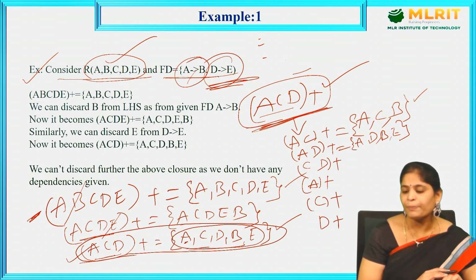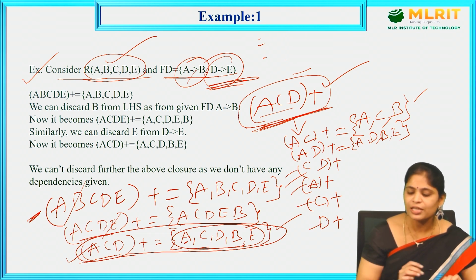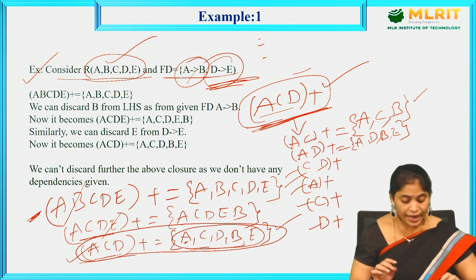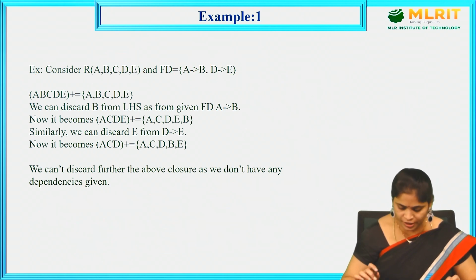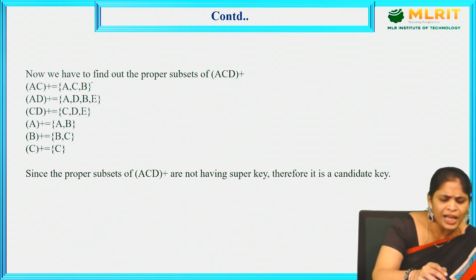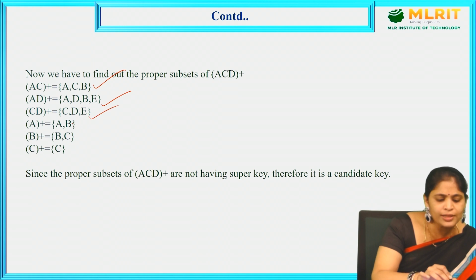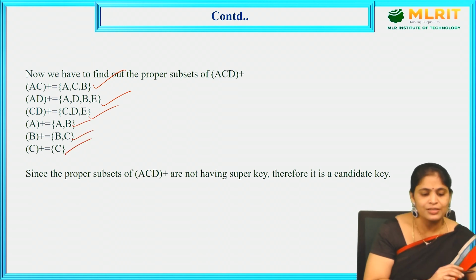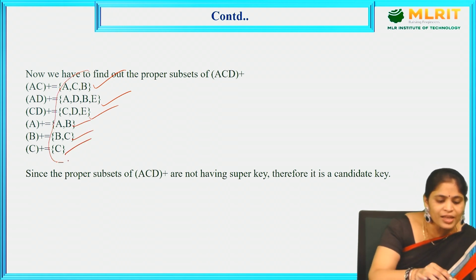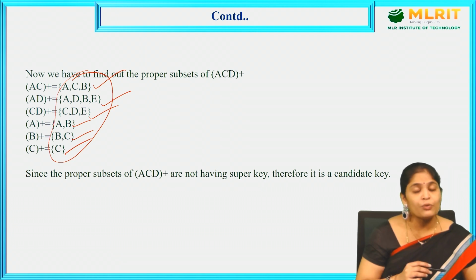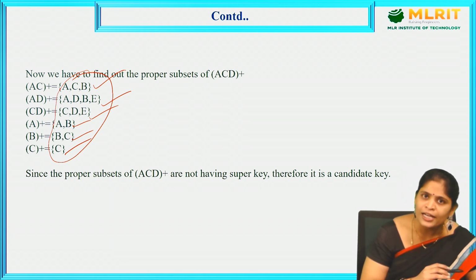So, I have obtained AD, BE here. In the same manner, we need to find out all these closures. And if you observe one thing here, I have found all the closures of these sets. So, whether these sets contain all the attributes?